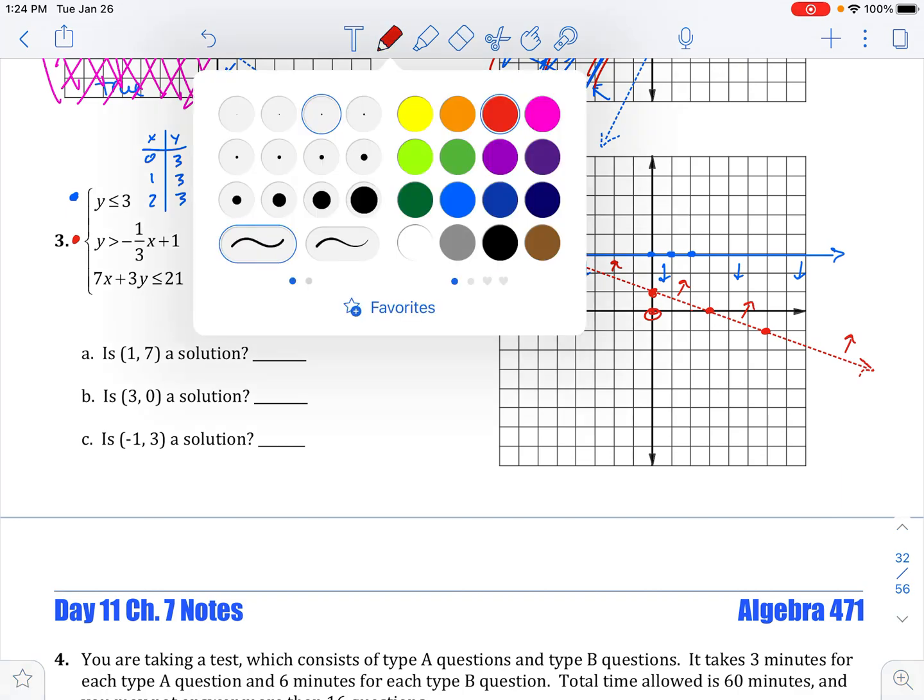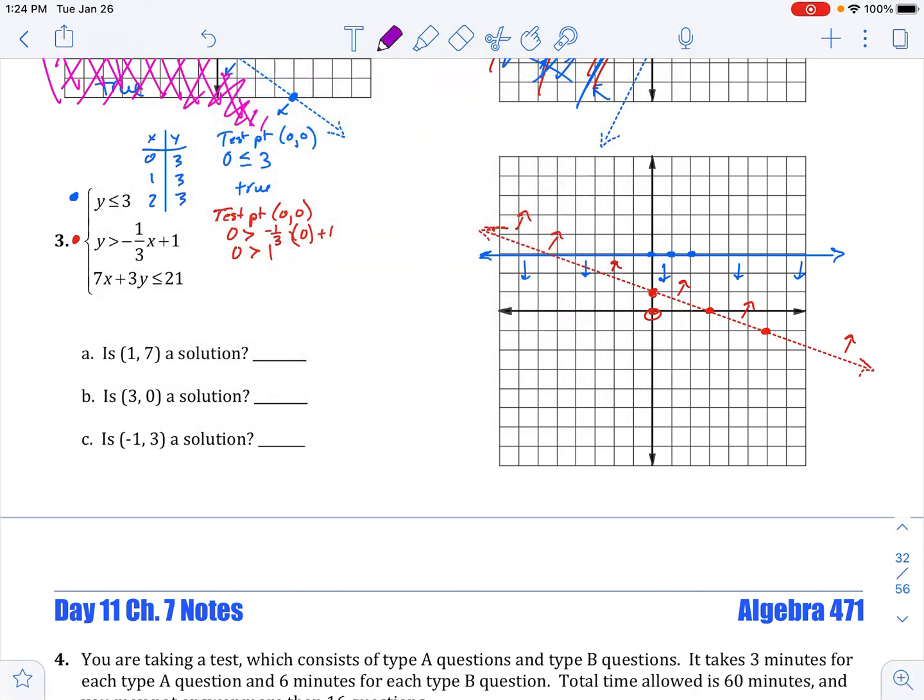Last but not least, I want to come to this bottom line. This bottom line is in standard form. When it is in standard form, easiest thing to do is to find my x and y intercepts. My x-intercept is 3 because if I cover up the 3y, 7 times 3 is 21. And if I plug 0 in for x, my y-intercept is 7. So I'm going to plot 3, 0 and 0, 7. This line is going to be solid.